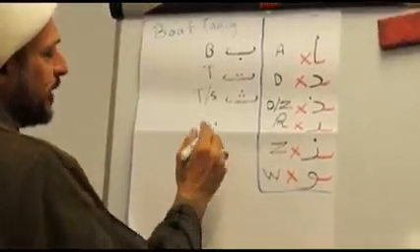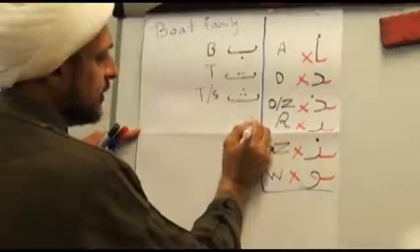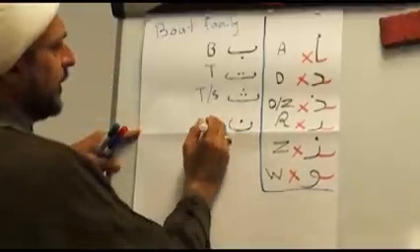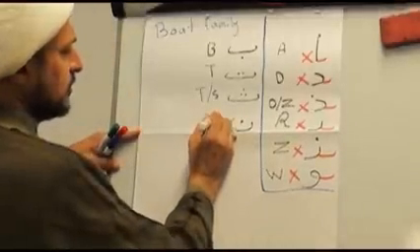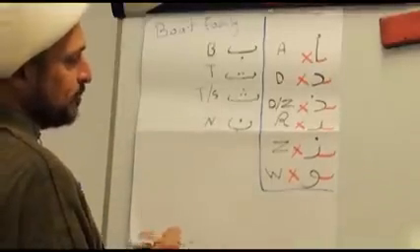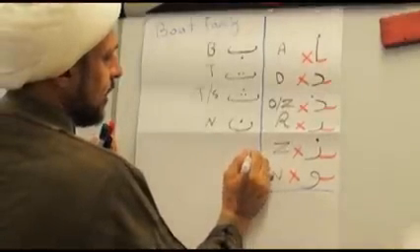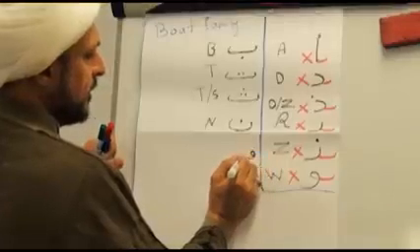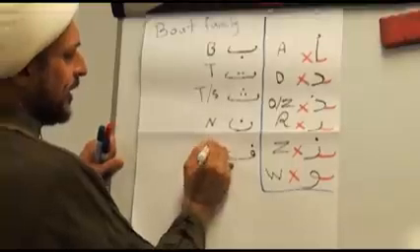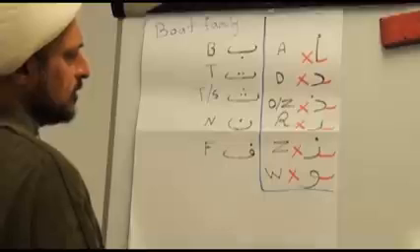More boats. So we have another boat type letter, noon. It has an N sound. Ba, ta, tha, and noon. Noon is like a boat as well. Then we have a boat with a circle in the beginning. This is fa, like an F type sound. Fa.